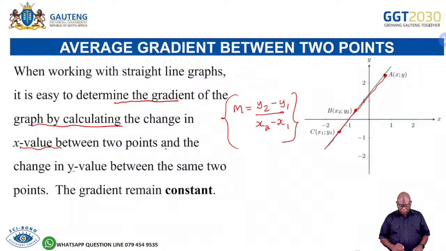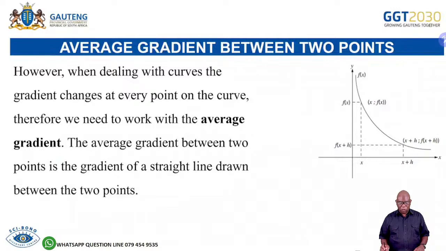Right. Now, the gradient there, I said it remained constant, which means that gradient will remain constant throughout. So the gradient between these 2 points will be the same as the gradient between these 2 points. So the gradient of the straight line will remain constant. It will always be the same number throughout. Now, let's look at the gradient of this one, the average gradient between the 2 points.